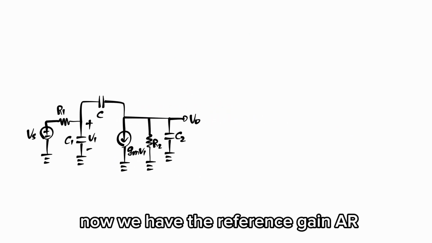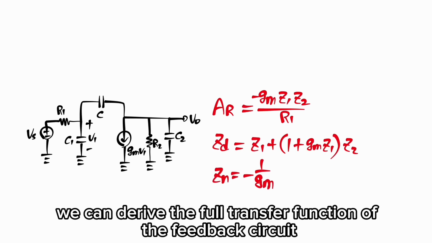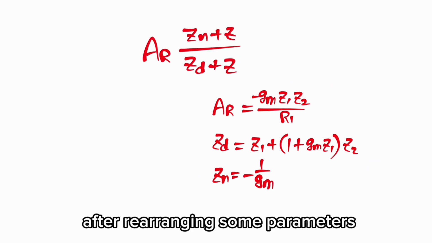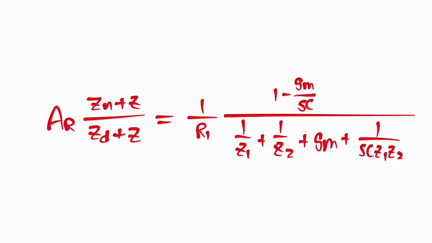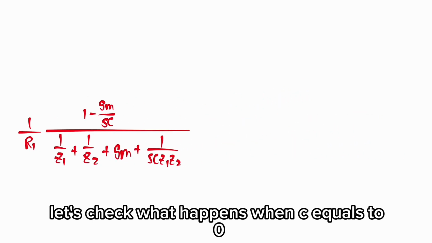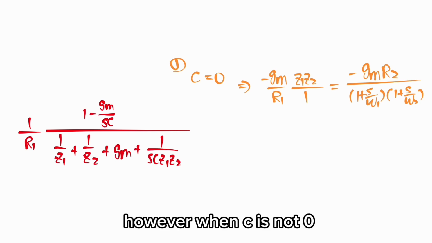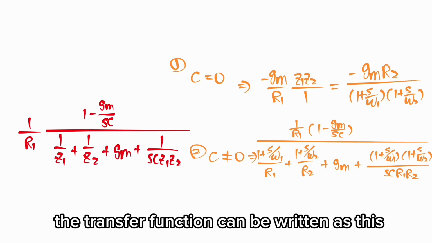Now we have the reference gain AR, driving impedance Zd, and null impedance Zn. We can derive the full transfer function of the feedback circuit. After rearranging some parameters, the transfer function can be rewritten as this. Let's check what happens when C equals 0. The transfer function degenerates back to its original two-pole existence. However, when C is non-zero, the transfer function can be written as this.